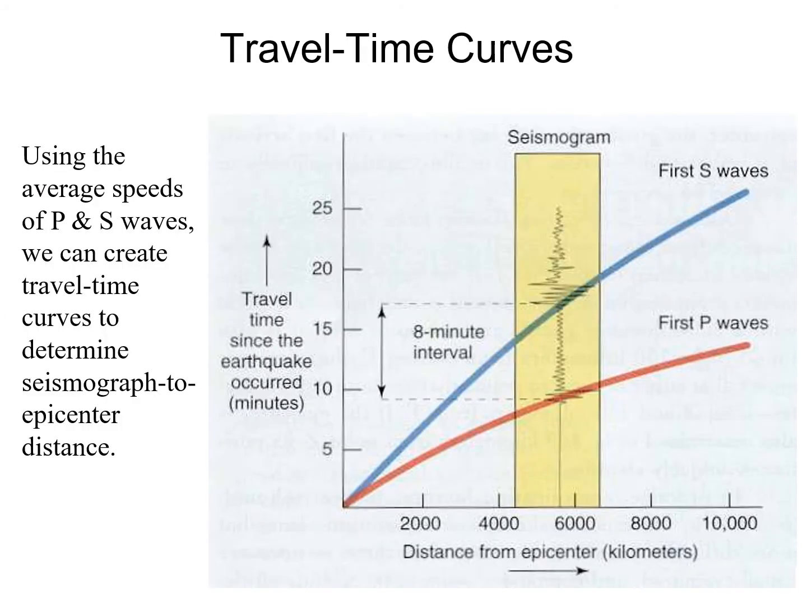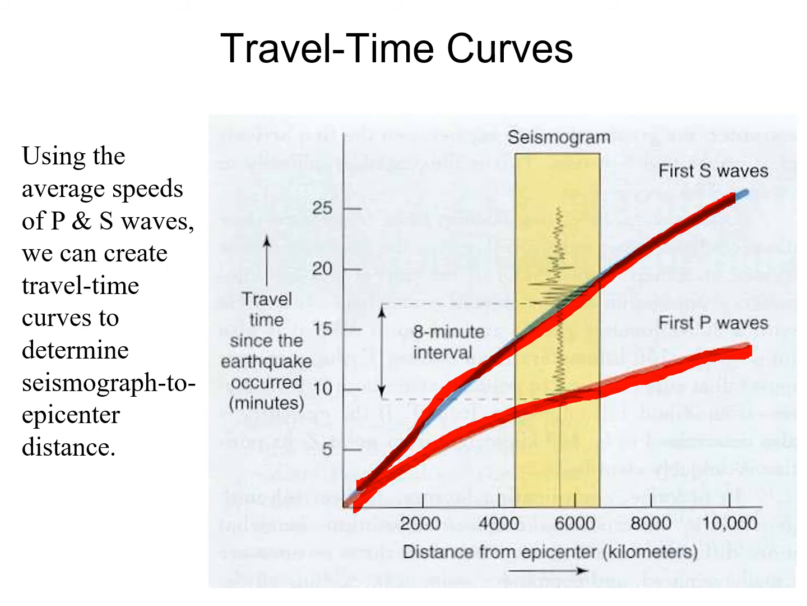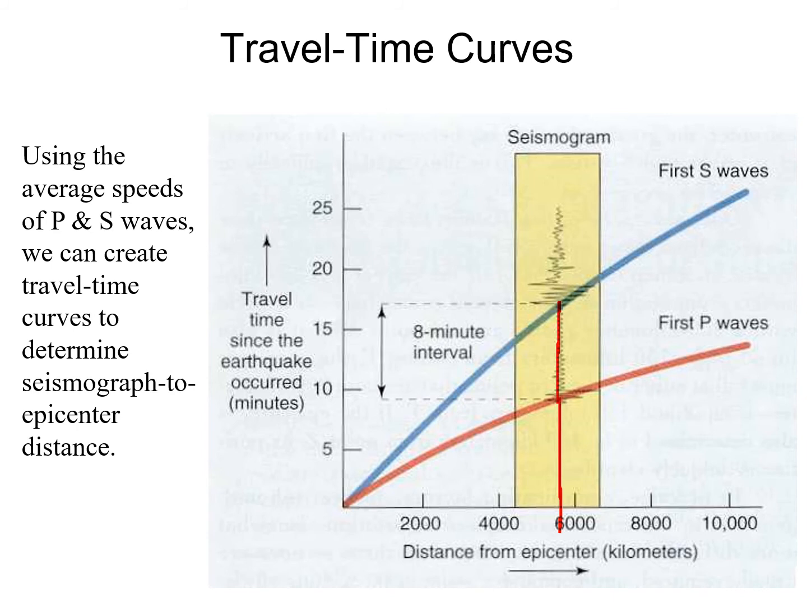And so here again, we can look at the time gap in between the arrival of the P and the S waves, and knowing the speed at which those waves travel through the given rock in that region, we can estimate how far away that is. And so in this case, with an 8-minute interval, they're looking at, well, let's say that's around, say, 5,300 kilometers from the epicenter.